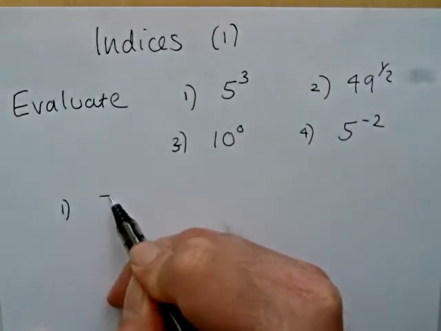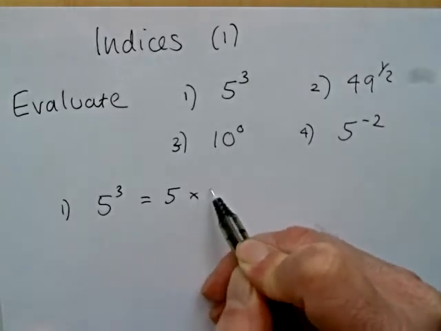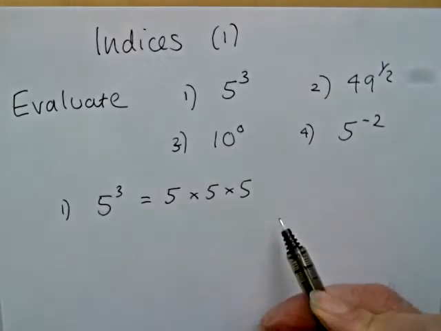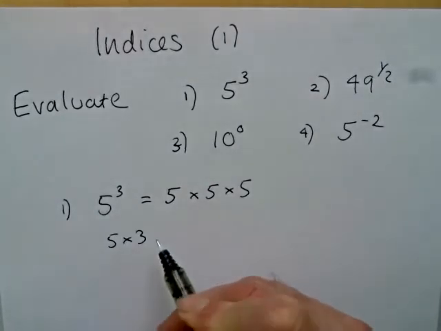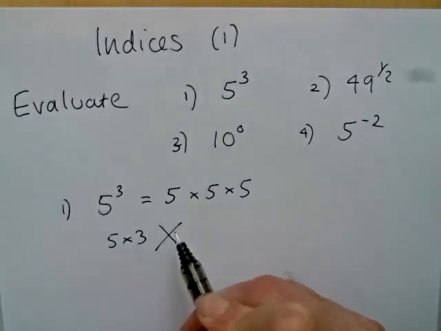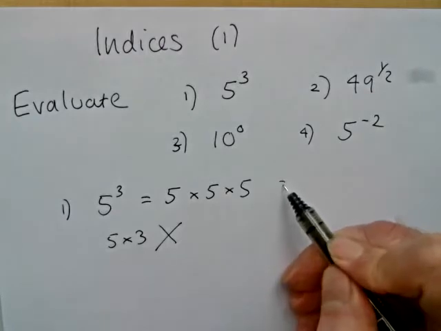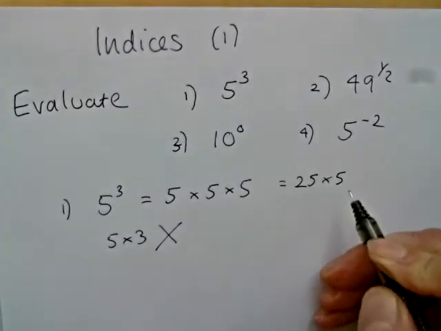So let's start with number 1. Now 5 cubed means 5 times 5 times 5. That's the meaning of 5 cubed. It does not mean, a common mistake is to write 5 times 3. That is not correct. So 5 times 5 times 5, that's 25 times 5. Hopefully you'll know that that's 125.